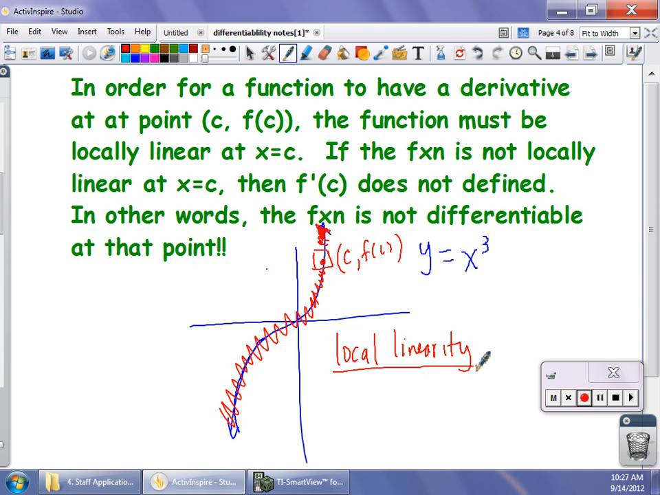And it kind of makes sense if you think about it. When we think about slope, we think about lines having slope. So that's why when we zoom in and zoom in and zoom in on a curve, if there is a derivative, we will get this concept of local linearity. So there's a connection between local linearity and differentiability.